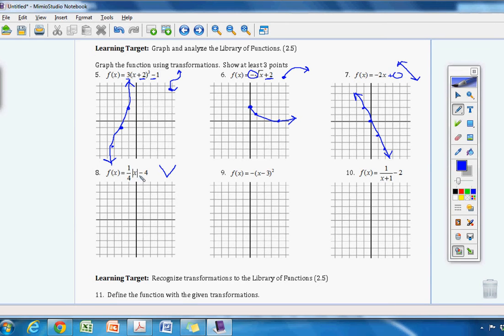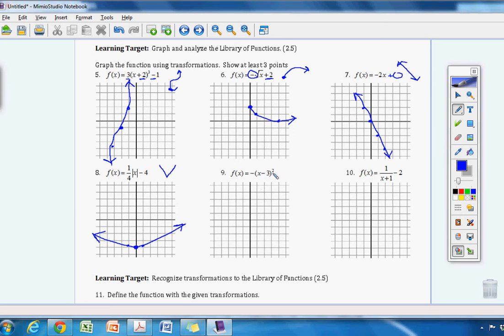All right, here we have our absolute value, but this is telling me that I have some sort of stretch, and then I'm moving down 4. So 1, 2, 3, 4. Here's my vertex point. And my stretch, I'm going to go up 1/4 over 1. Up 1/4 over 1. And then I have a really wide looking absolute value.